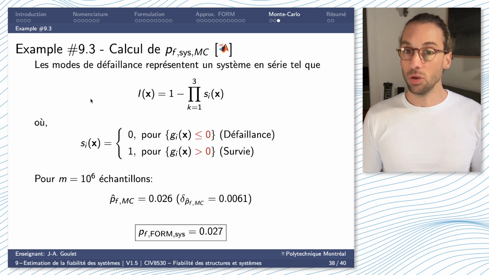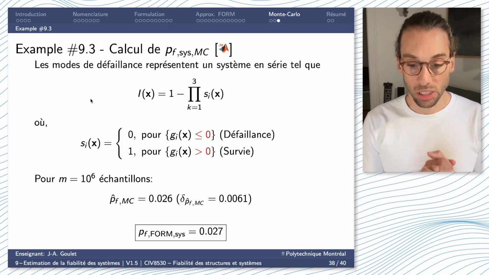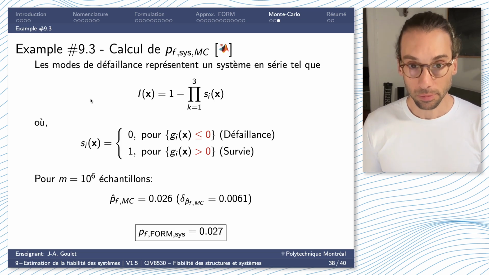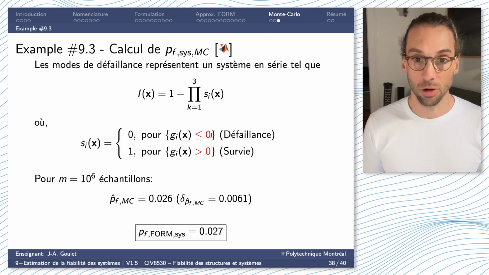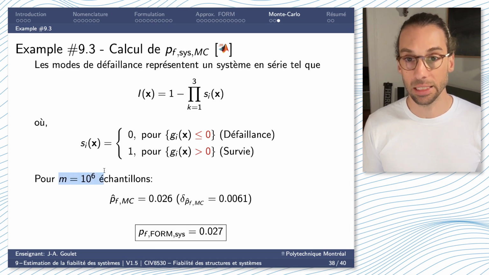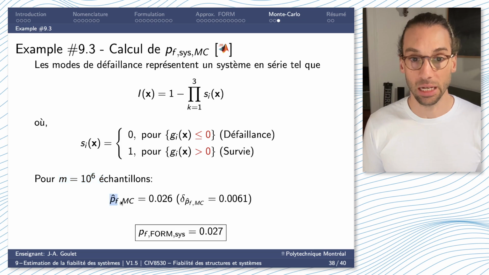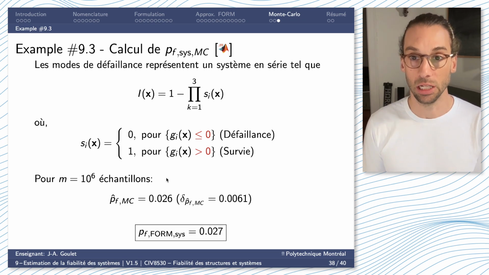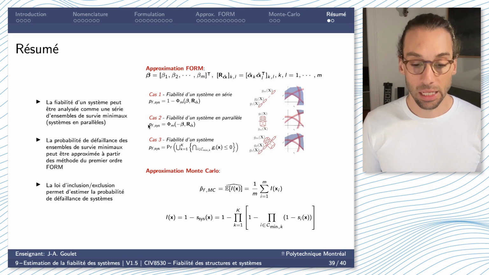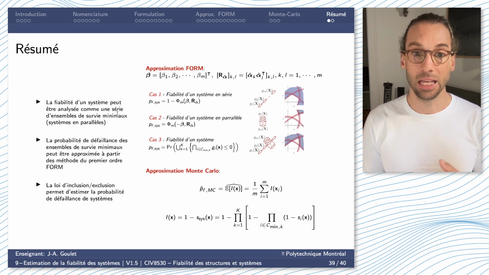So if we review the same problem we saw before, I'm going to get three different failure mechanisms. I'm going to evaluate 0 for failure, 1 for survival at the state variable level, and I'm going to generate, in this case, 10 million samples. And I would get in my Monte Carlo sampling analysis 0.026, for my FORM 0.027. So we can see that we're fairly accurate using our FORM approximation compared to what our Monte Carlo analysis would give us.